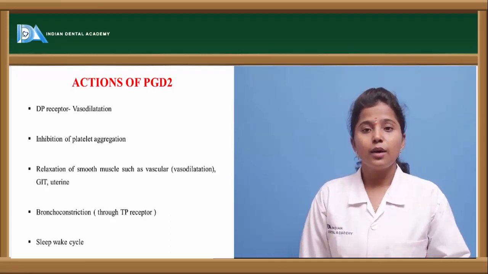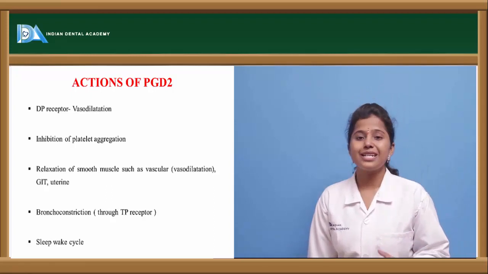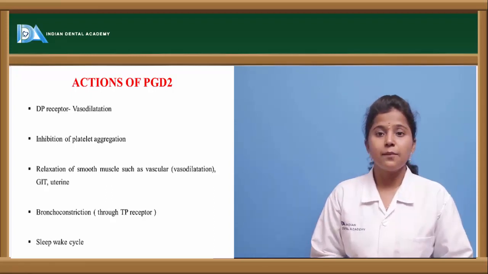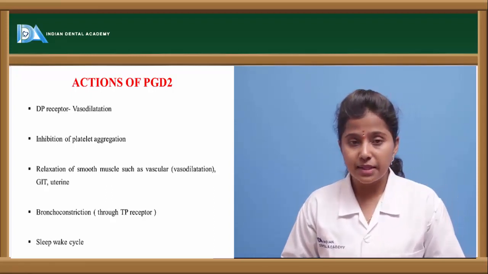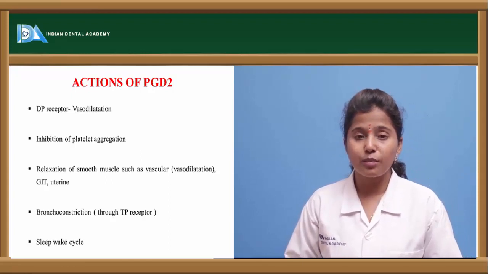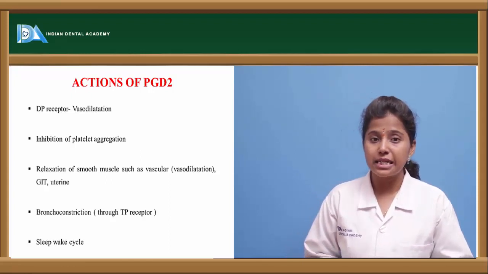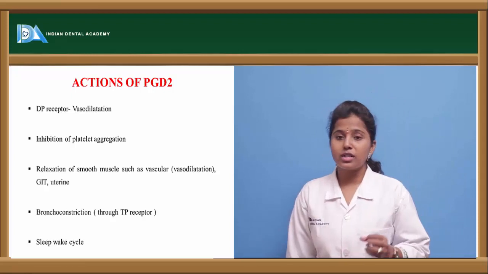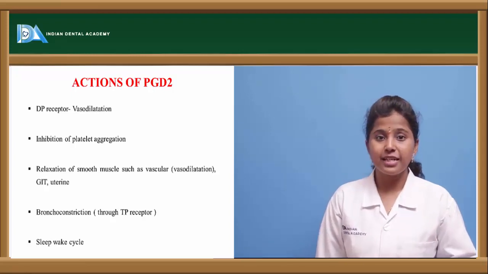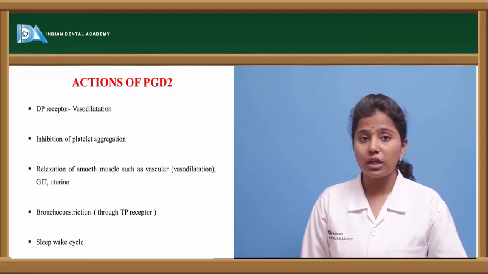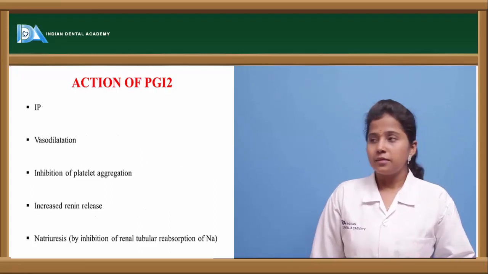It also causes relaxation of smooth muscles of the gut, the GIT, as well as uterine smooth muscles. Whatever smooth muscles are present in the body are relaxed when PGD2 acts or is synthesized in the body, and it causes bronchoconstriction. It strictly constricts the bronchial smooth muscle.